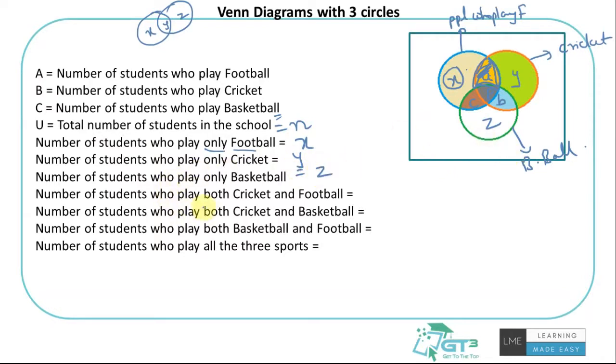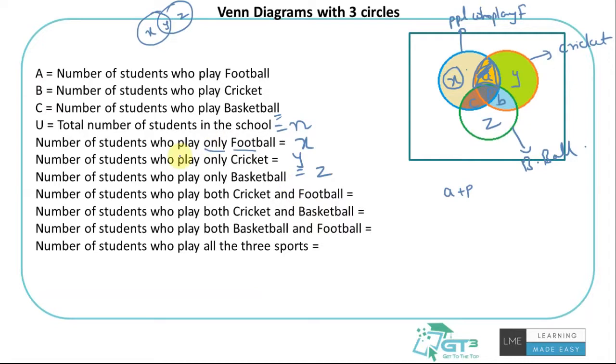The number of students who play both cricket and football, right? So this one is a bit tricky. Based on the statement, the answer should actually be those who play both cricket and football. Cricket and football is this. That's basically A plus B actually. But I'll come to this.